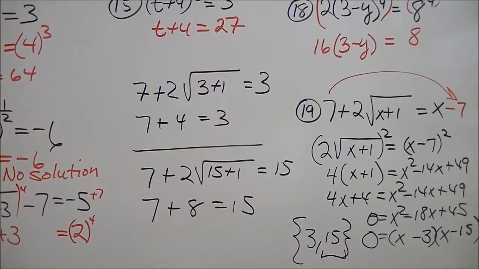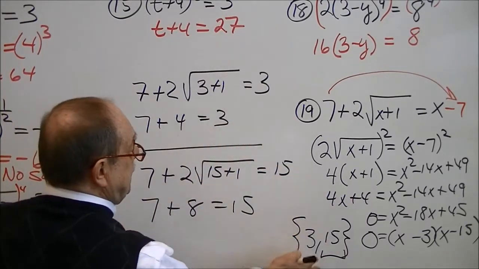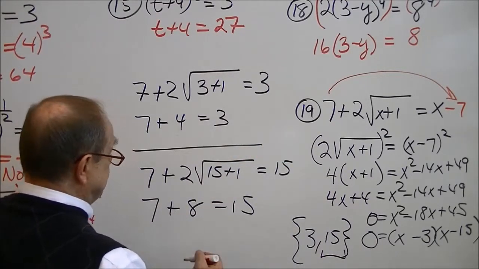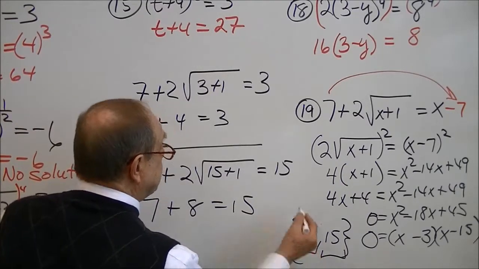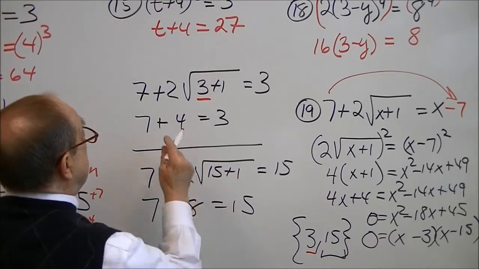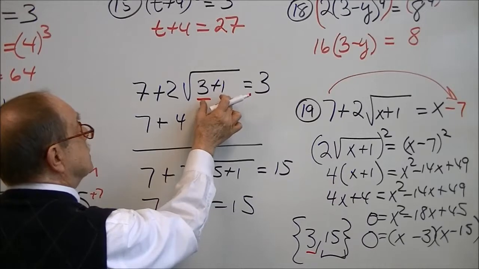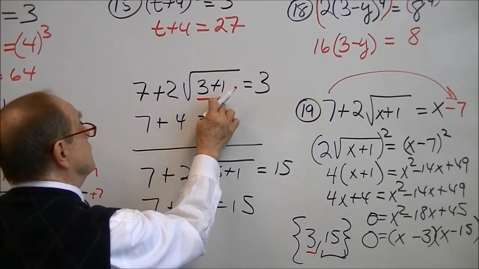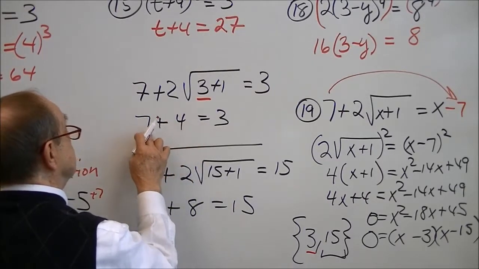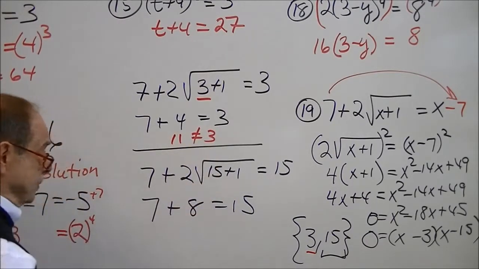And to show you what kind of professor I am, I have done the proof of number 19. If I put the 3 in there, in my original formula, I get then 3 plus 1 is 4. The square root of 4 is 2. 2 times 2 is 4. 4 plus 7 is 11, and that does not equal 3.